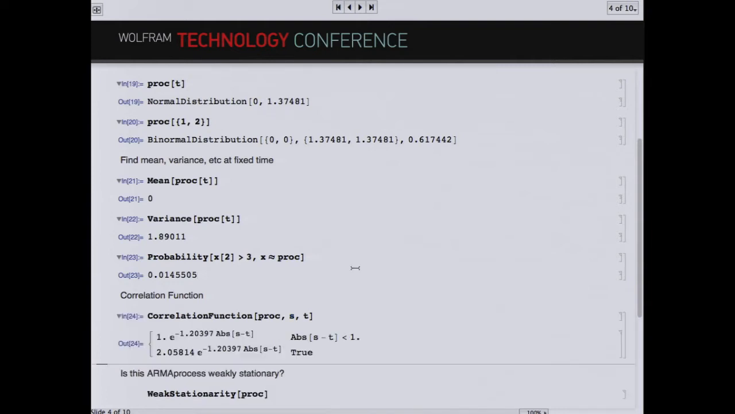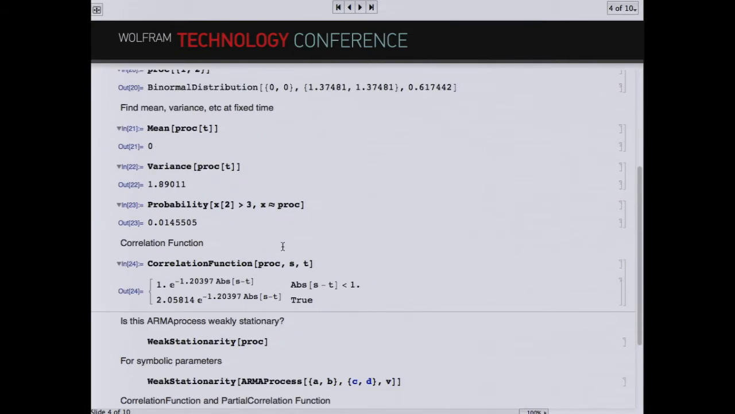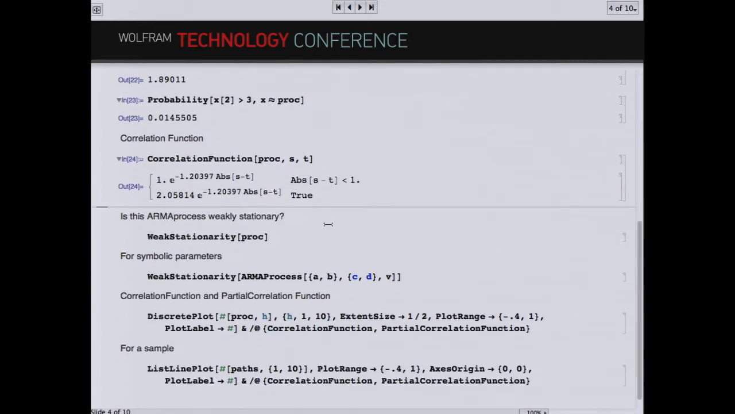Correlation function. When you look at the structure of the correlation function, you see that it depends only on the difference of the times, so only the absolute value of s and t comes into play. This is another property for processes in general. If we have a mean which is constant, and we saw before that the mean was 0 for this process, and the correlation function depending only on the time difference, such processes are called weakly stationary.